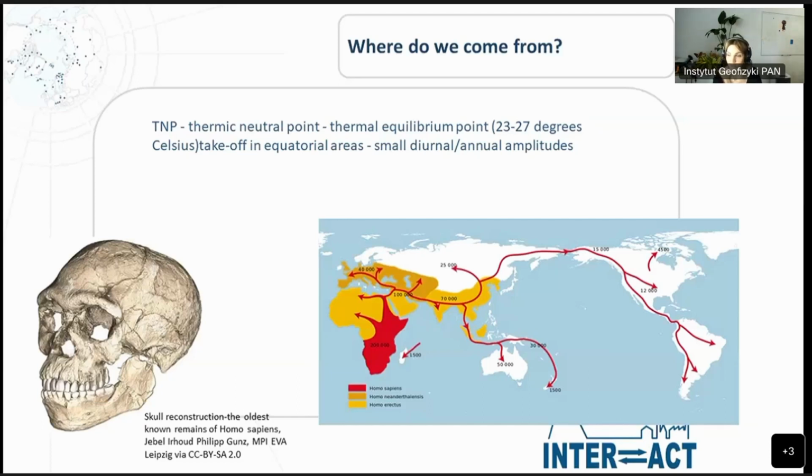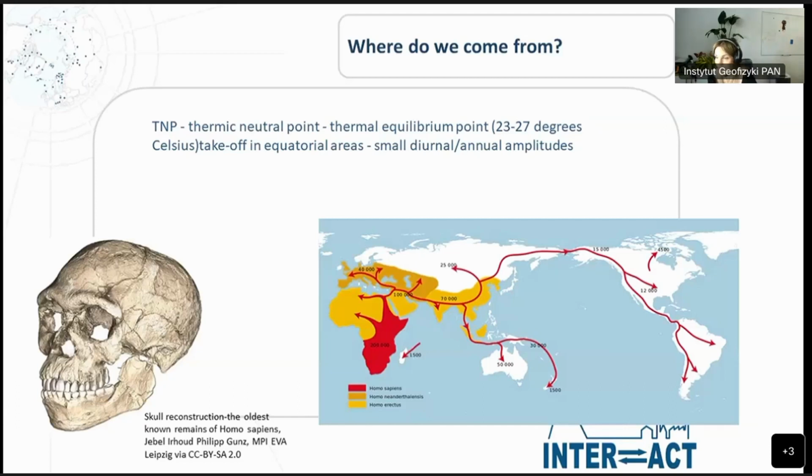Why? Because our ancestors, remember, had no clothing, had no fire that they could control, they had no shelter, and they had no choice. Their only chance was to live in conditions close to the so-called thermic neutral point, this optimum I mentioned in the very beginning, right? Thermal equilibrium point for humans is about between 23 to 27 Celsius degrees. So in this thermic neutral point, we need to put no extra energy, neither to warm ourselves up or control the heat. We don't need that. So between 23 and 27 is more or less our TNP, thermic neutral point.